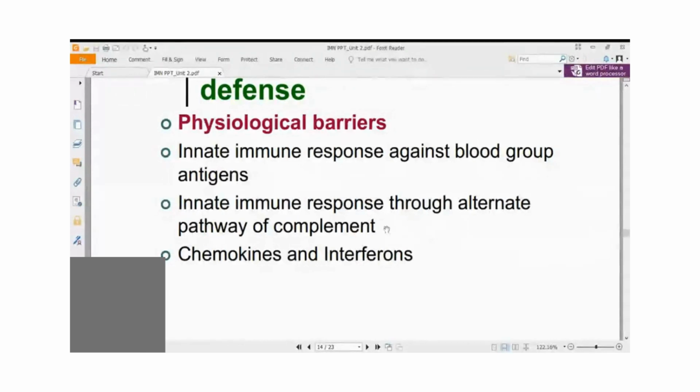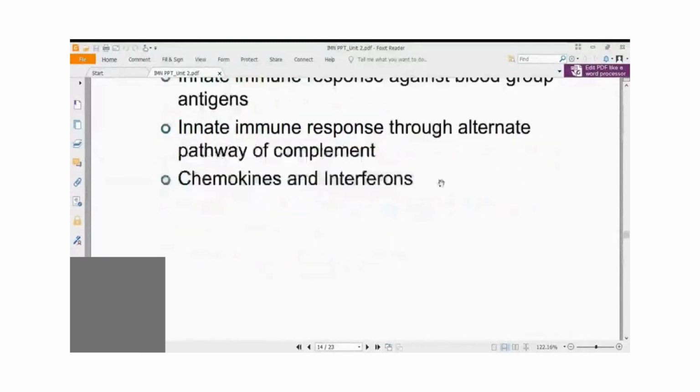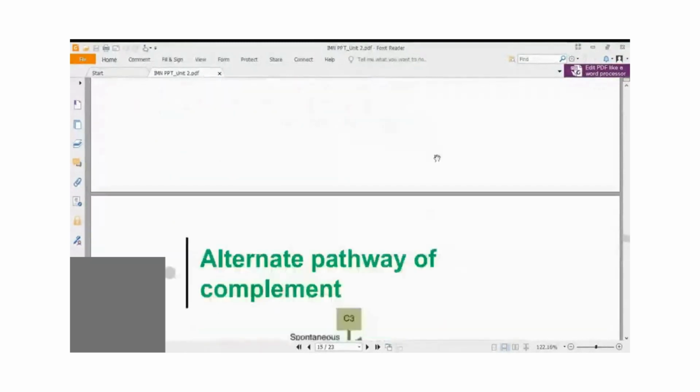But for the time being, keep in mind there are complements C1 to C9. Each has the name C1, C2, C3 like that up to C9. And all these act in tandem, one after the other. And they complement each other to get rid of antigen antibody complex. Now we will see how the complement helps in innate mechanism. Now we'll take the complement that is C3.